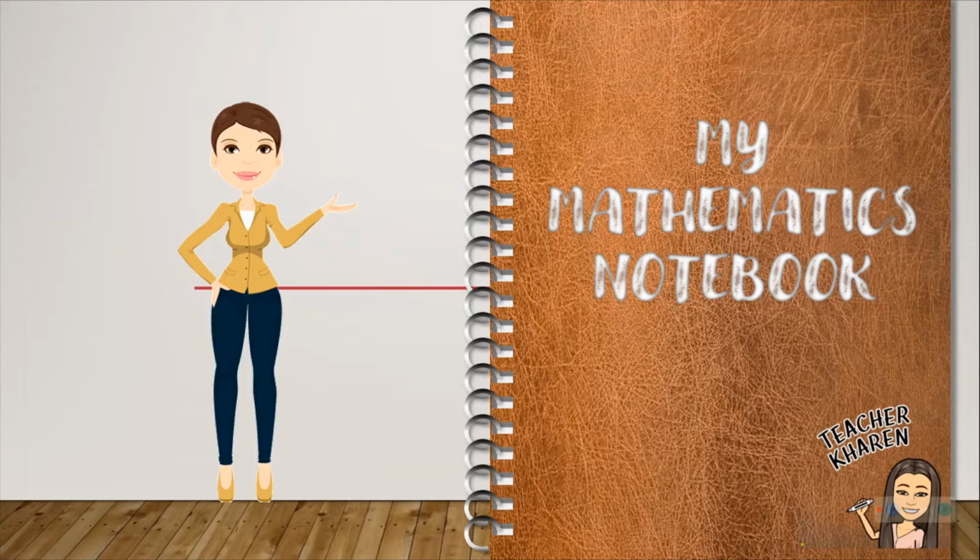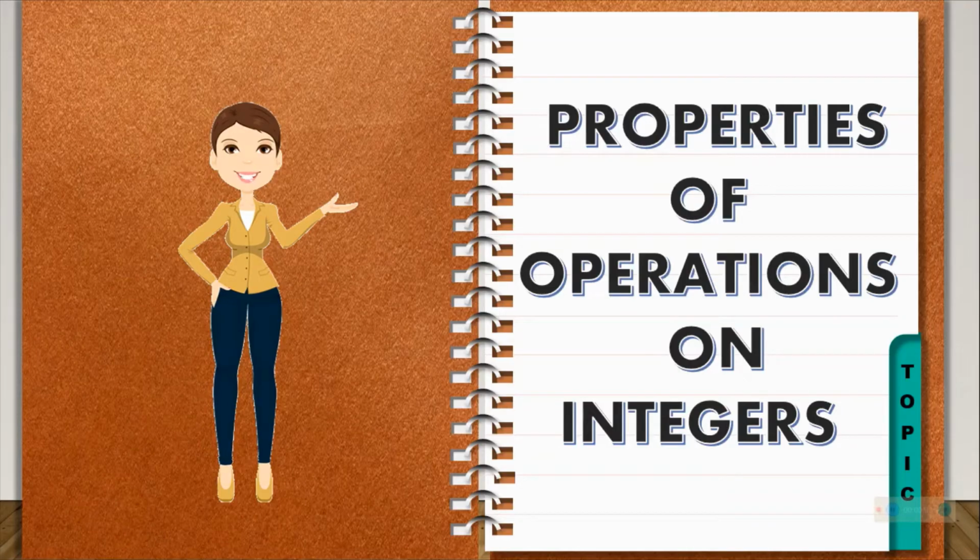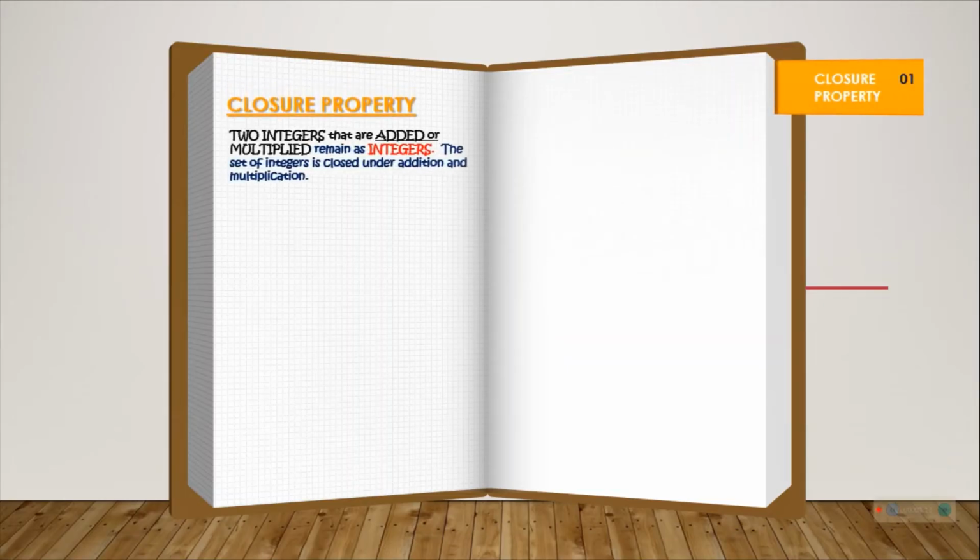So, ang lesson natin ngayon is all about properties of operation on integers. Okay, we have 7 properties of operation on integers. Number 1 is closure property. 2 integers that are added or multiplied remain as integers. The set of integers is closed under addition and multiplication.